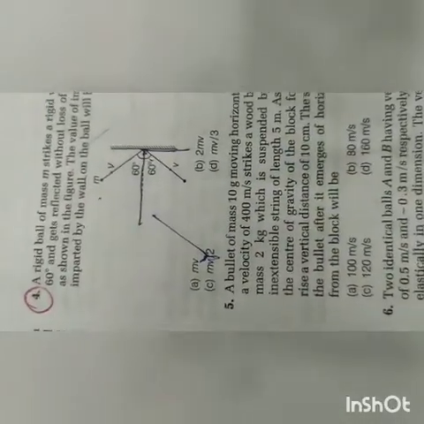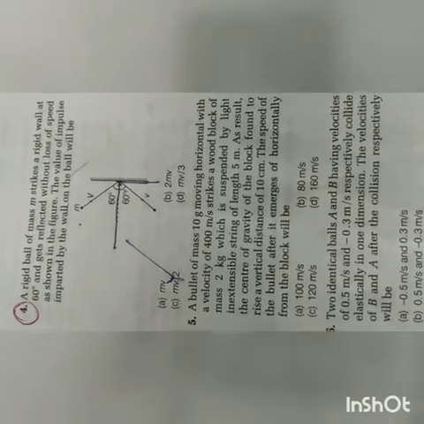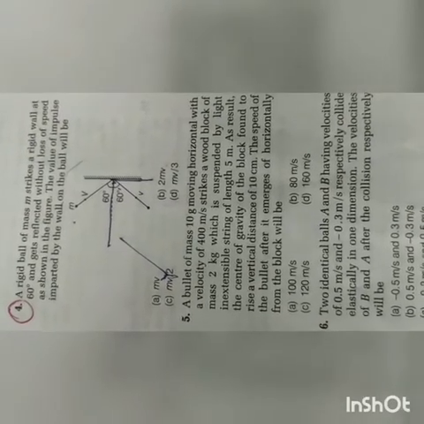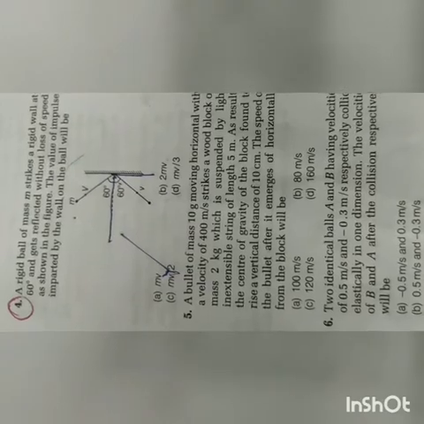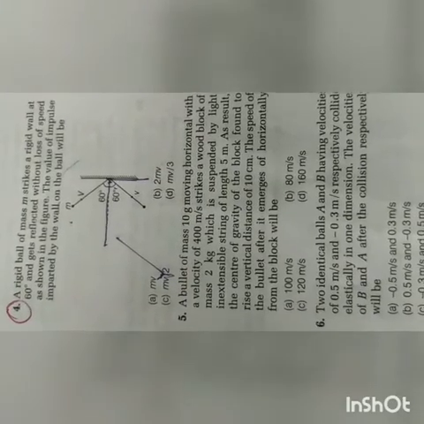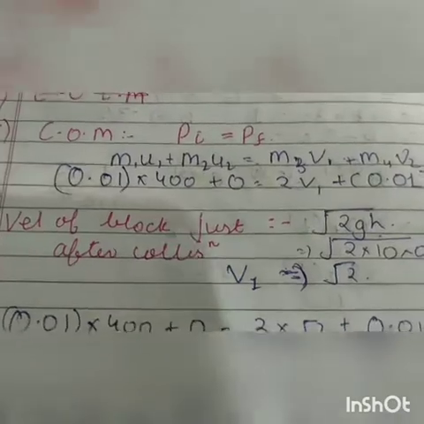A bullet of mass 10 grams moving horizontally with a velocity of 400 meter per second strikes a wooden block of mass 2 kg which is suspended by a light inextensible string of length 5 meter. As a result, the center of gravity of the block is found to rise a vertical distance of 10 cm. The speed of the bullet after it emerges horizontally from the block will be. So this is our solution.